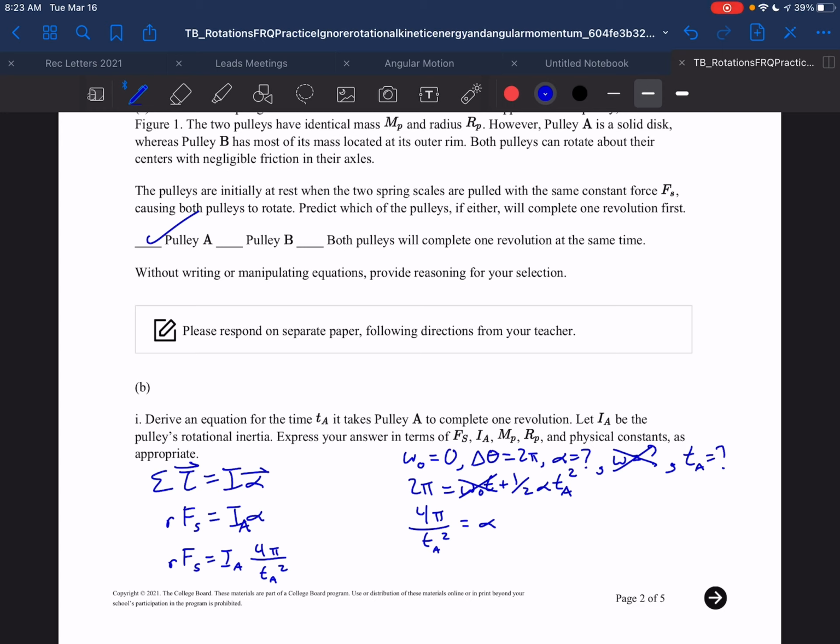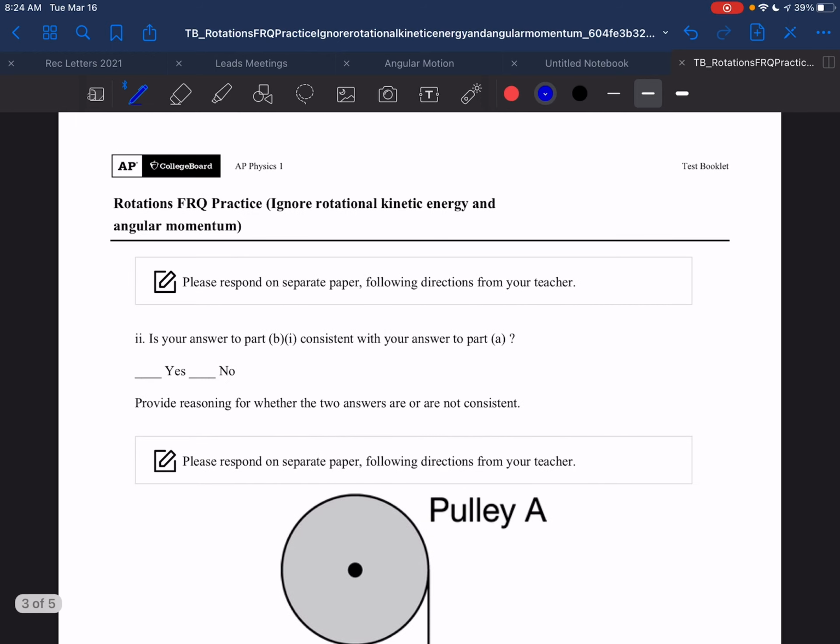Then if we solve for TA squared, we get TA squared equals 4 pi IA over RFs. And then TA is equal to 4 pi IA over RFs, square rooted. Got a little messy there at the end. Okay, let's just keep going a little bit.